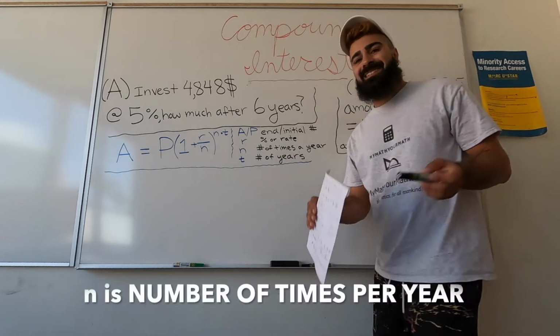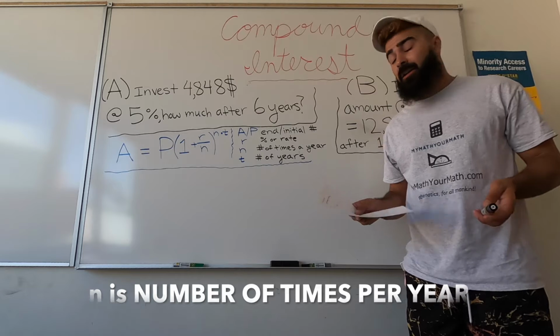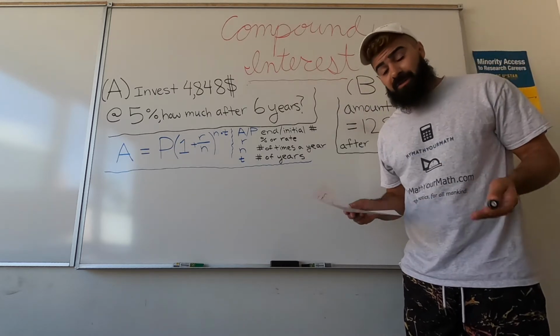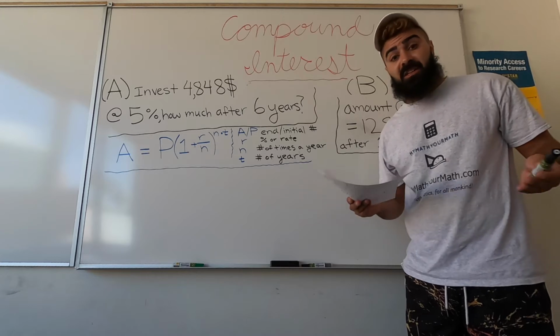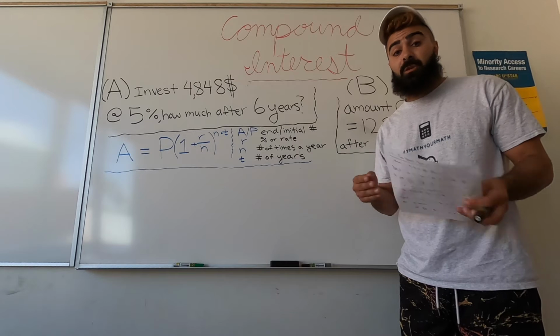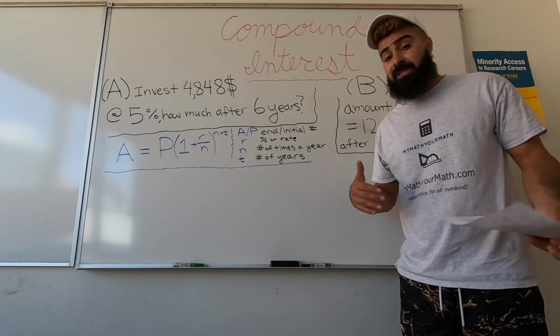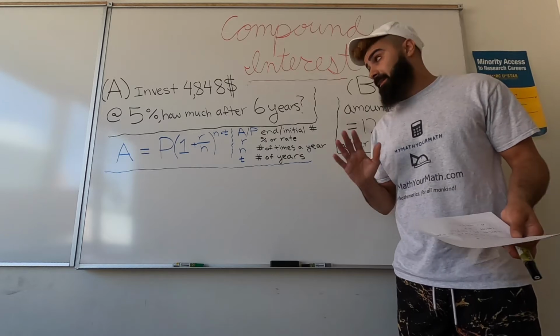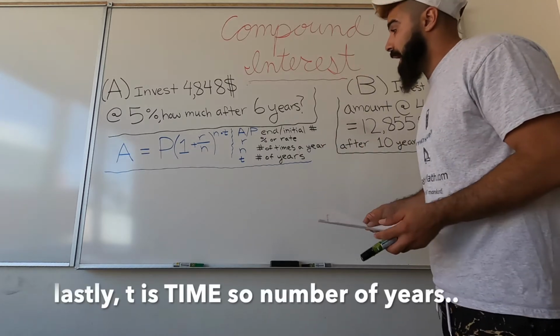N, I like to say, is the number of times per year. So if it's quarterly, N is 4 because that's 4 times a year. If it's monthly, then it's 12. If it's yearly, then it's 1. And if it says daily, that depends. I've seen books use 400 for daily, rounding up from 365, or some books or teachers use 365, and that's kind of dependent on each class.